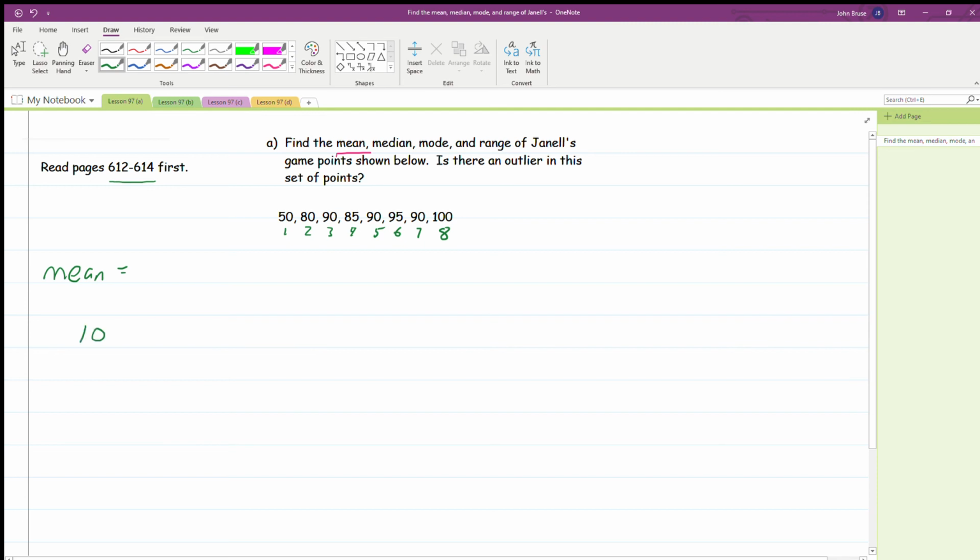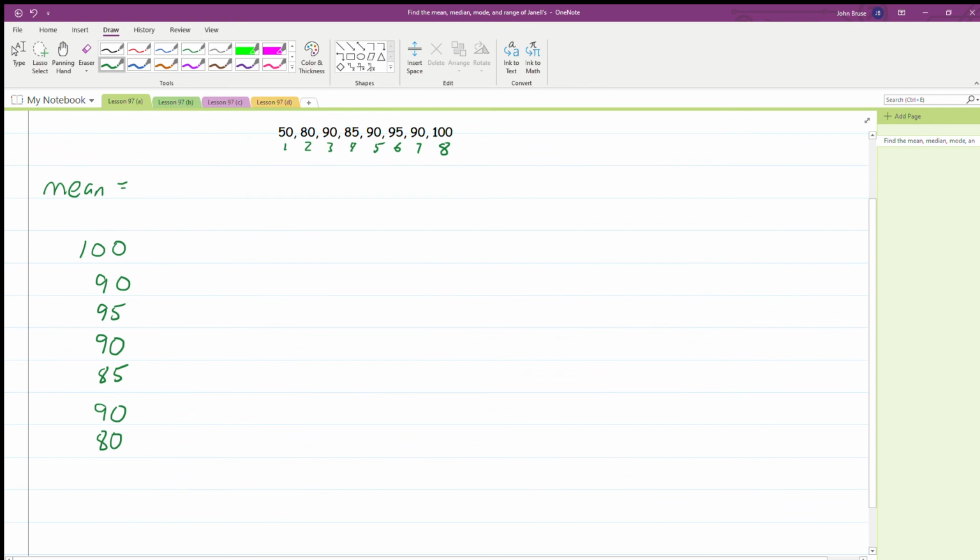So we've got 100 plus 90 plus 95 plus 90 plus 85 plus 90 plus 80, and we'll go down a little bit, plus 50. So we need to add these numbers all up. Make sure we have 8 of them. 1, 2, 3, 4, 5, 6, 7, 8. Make sure they match. 100, 90, 95, 90, 85, 90, 80, and 50. Okay. So we can add these up.